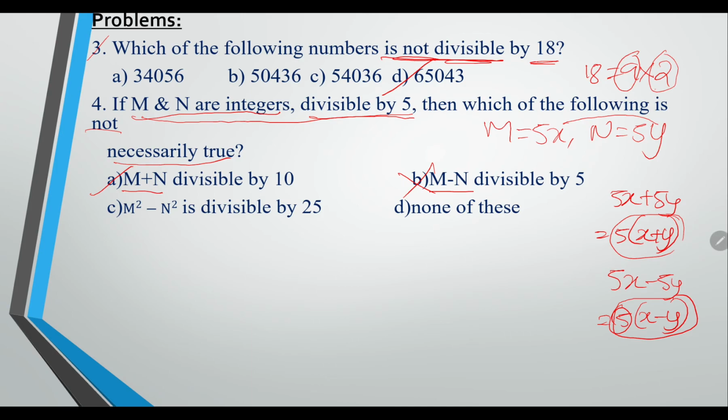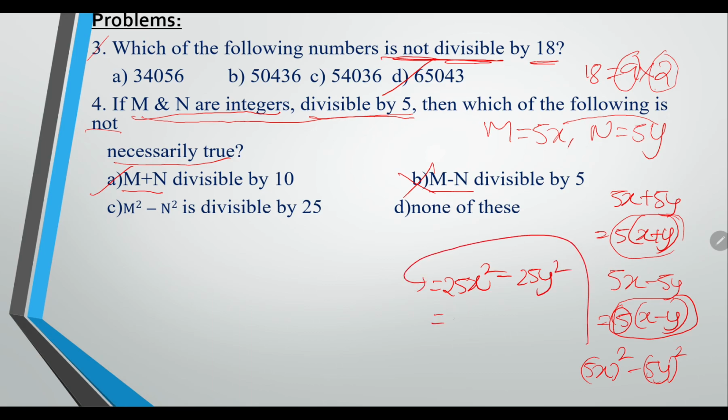m square minus n square, that is 5x whole square minus 5y whole square, that is equal to 25x square minus 25y square, that is equal to 25 of x square minus y square. As it has 25 as a factor, it is definitely divisible by 25. So C is also not the option we want. Therefore, A is the only option which is not necessarily true.